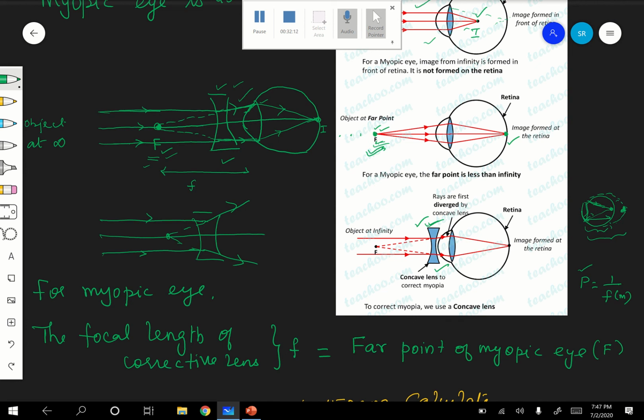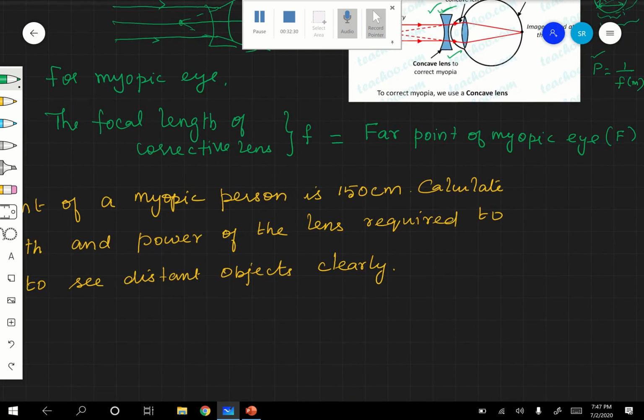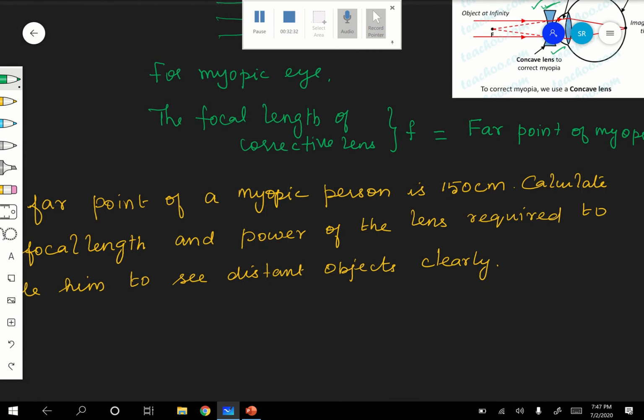Here it is a concave lens, so the power is negative, because the focal length is negative. Therefore, the power of the corrective lens should be negative. That is, it is nothing but a concave lens. Are you following? Now with this we will see one problem. A simple problem.